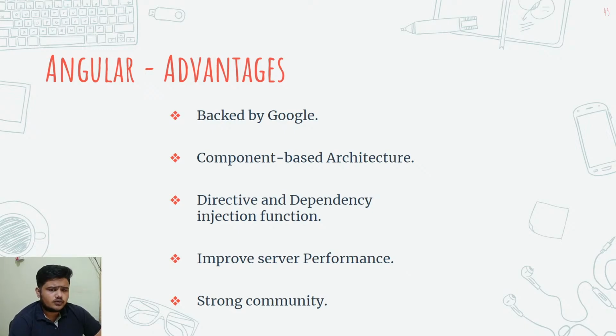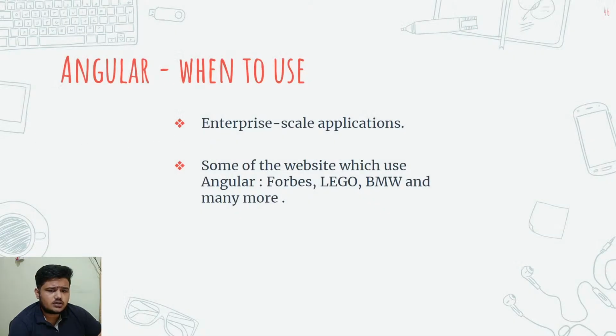So moving forward, let's see when exactly to use Angular, right? Angular is said to be the optimal framework for creating large enterprise scale applications. Many of the Google services are developed with Angular. Other popular brands using Angular are Forbes, Lego, BMW, and many more. So here we have understood what exactly Angular is, why we choose Angular, and when to use Angular.